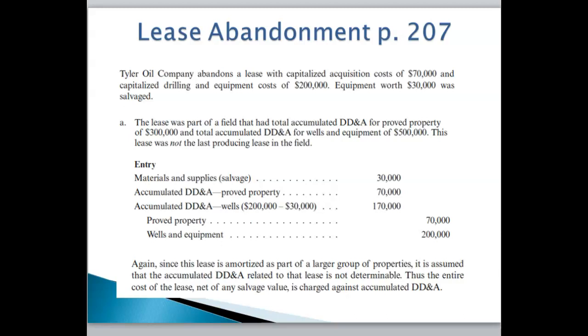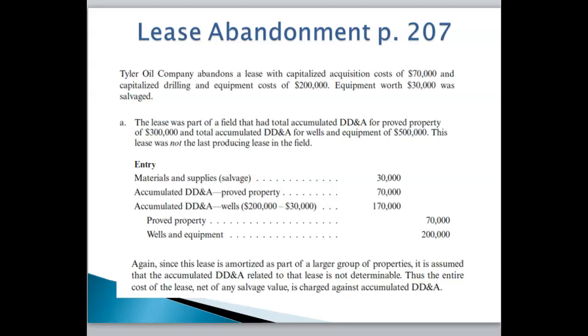We're going to look at two things. First, we're going to determine the amount to be salvaged, and then we're going to write off the asset and accumulated DDNA. The materials and supplies are considered to be salvageable, so we're going to debit that account for $30,000. We're going to write off the asset. We have proved property of $70,000 that we're going to credit, and we're going to credit wells and equipment for $200,000.